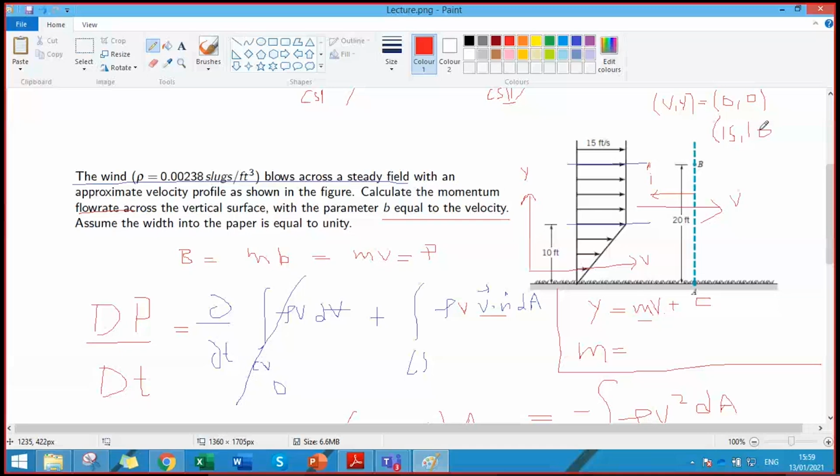So what is the slope? 10 minus 0 divided by 15 minus 0. So 10 by 15, or 2 by 3. This is the slope. What is c? Yes, sir, 0. So c is 0. So the equation of velocity would be v equals 3 by 2 times y, right? Clear?